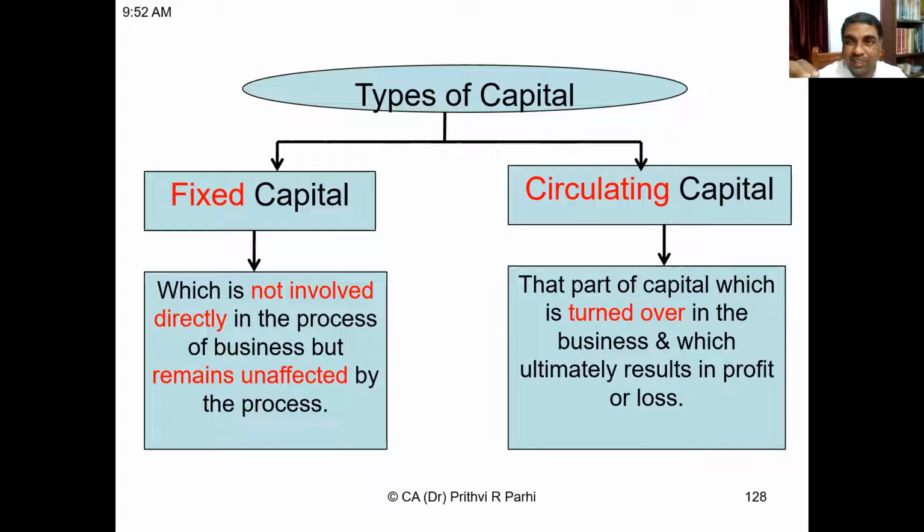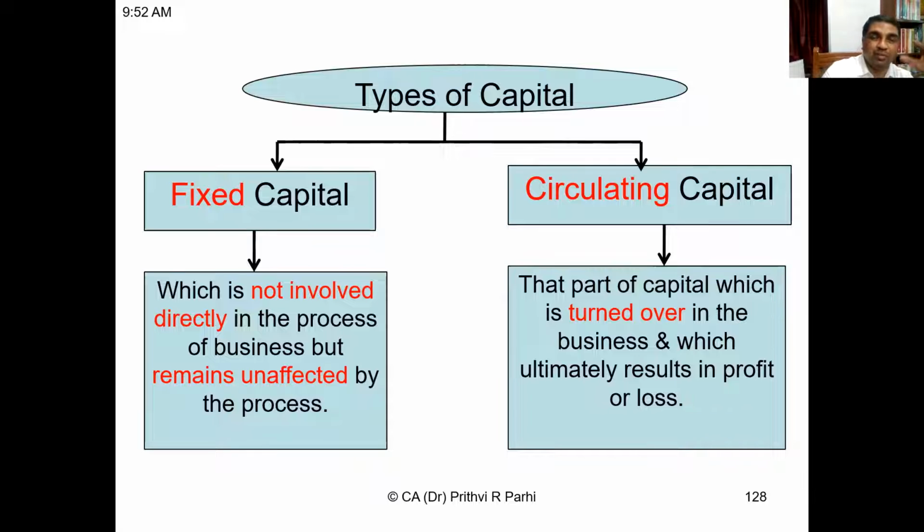And that capital is invested or is converted into some asset. We can classify the capital into two types. One is fixed capital, second is circulating capital. Okay, what is fixed capital? Please read this particular rectangle box. Yes, sir. Which is not involved directly in the process of business, but remains unaffected by the process. And what is circulating capital? That part of capital which is turned over in the business and which ultimately results in the profit or loss.